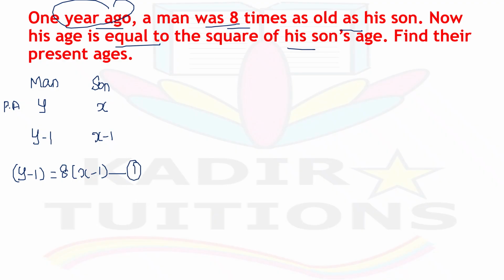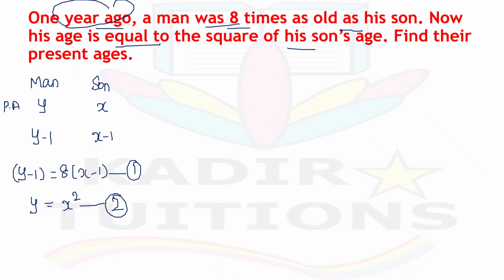And what is the next statement they have given? Now his age is equal to the square of his son's age. That means now the man's age y is equal to the square of his son's age, so it's nothing but x square. So this is the second equation we got. Using these two pieces of information, we are going to find their present ages.